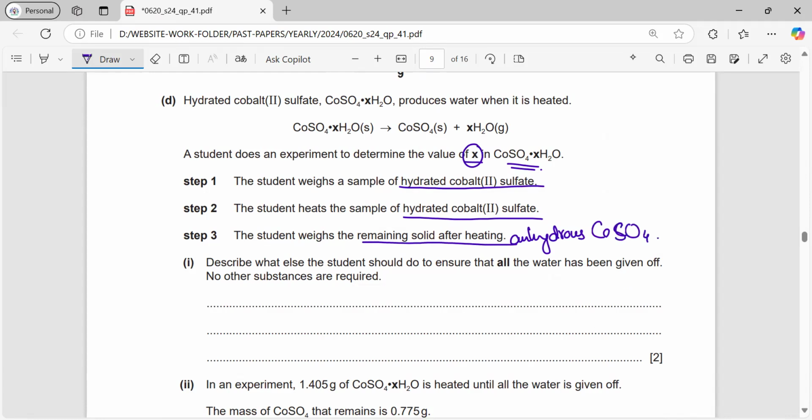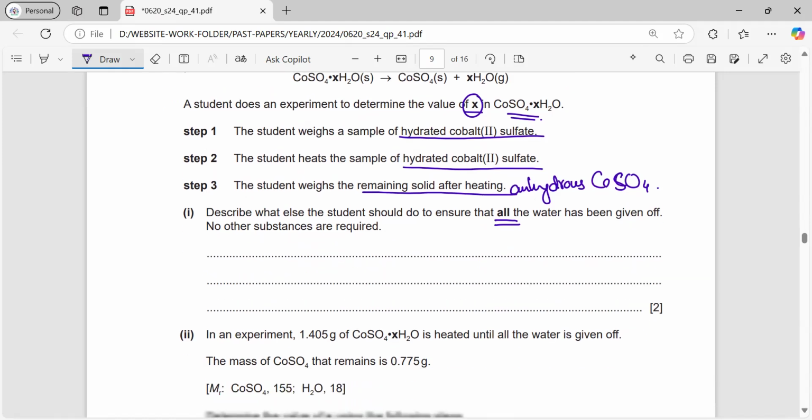Describe what else students should do to ensure that all the water has been given off. No other substances are required. So what will the student do to make sure that all the water has been given off? All the water has been evaporated. A student reheats and reweighs. Reheat and reweigh the substances.